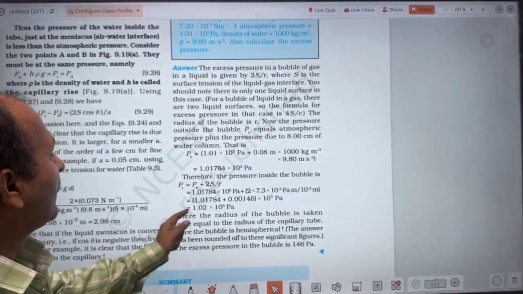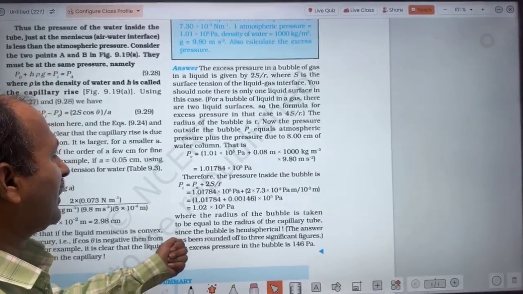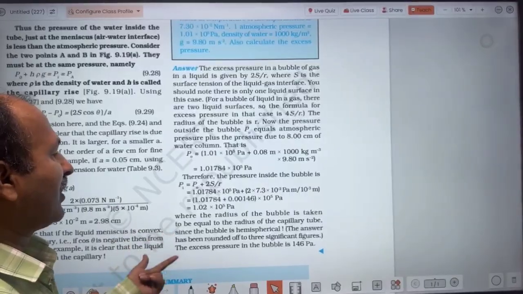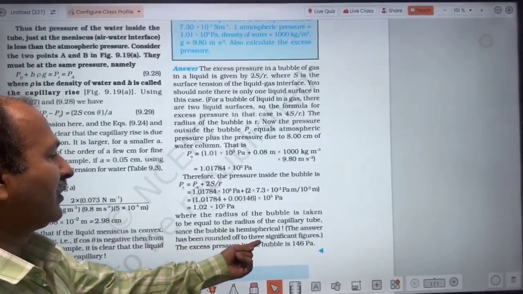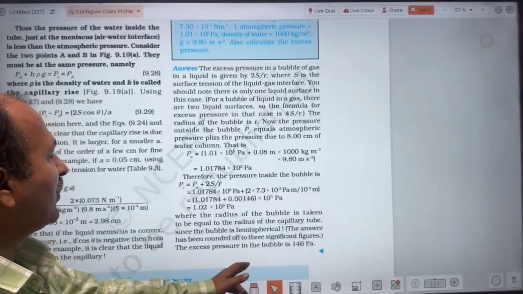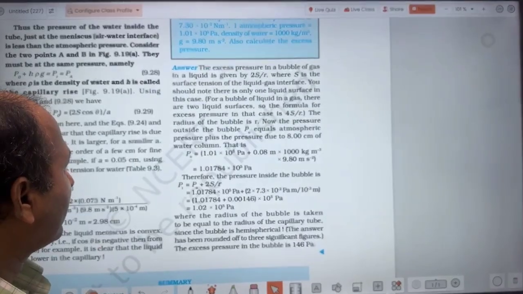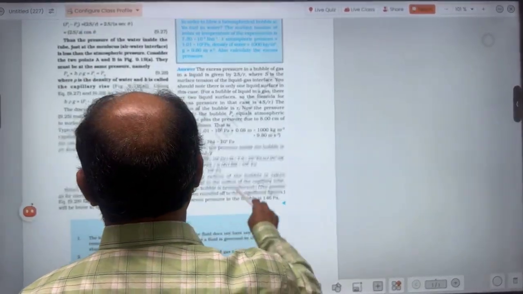So you will reach 1.02 into 10 power 5 Pascal, where the radius of the bubble is taken to be equal to the radius of the capillary tube, since the bubble is hemispherical, we have assumed it. The answer has been rounded to 3 significant figures. The excess pressure in the bubble is 146 Pascal. So that is our answer, and I think the lesson is over.